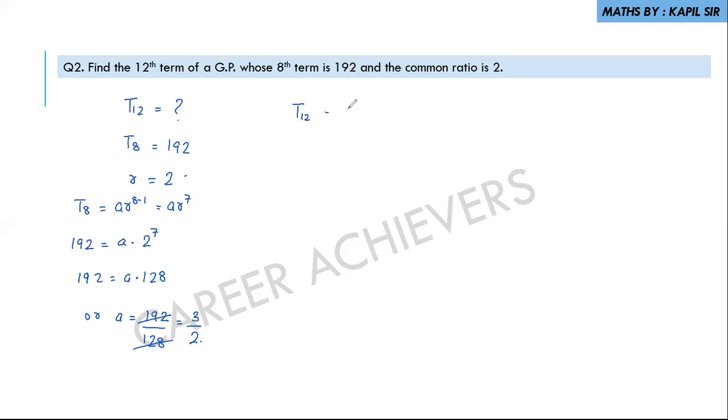T12 is equal to a r to the power of 11, which is 3 by 2 into 2 to the power of 11. Simplify कर लेते हैं. 3 into 2 to the power of 10, and 2 to the power of 10 is 1024. 3 times 1024 is 3072.